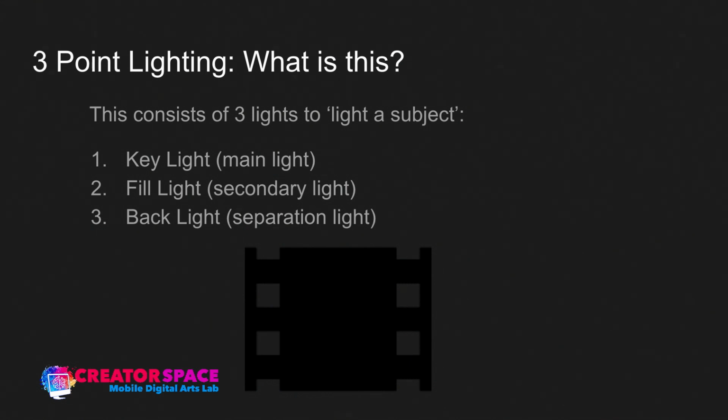3-point lighting is the basic key type of lighting for video. And once you know this, you can apply it differently. You can use one key light, a key and a fill, or a key and a backlight, right? So you can mold your lighting differently. So what does this mean?